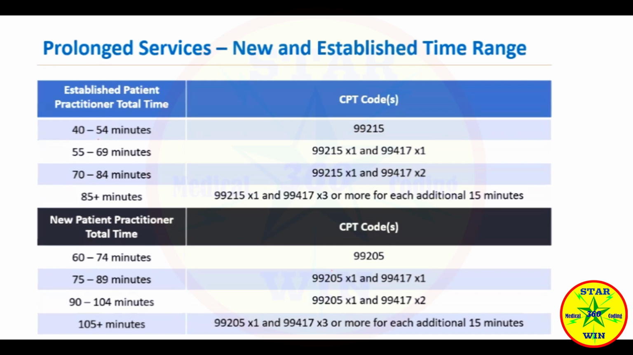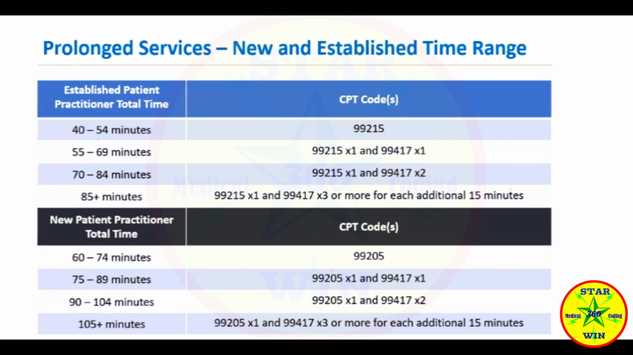We are not going to assign prolonged service because the minimum threshold time of 15 minutes is not met here. The minimum time to assign 99215 is 40 minutes, plus 14 minutes. So here the minimum requirement to assign 99417 is not met. That is the reason from 40 to 54 minutes we can assign only 99215. The moment the prolonged service reaches 15 minutes, then 99417 comes into the picture.